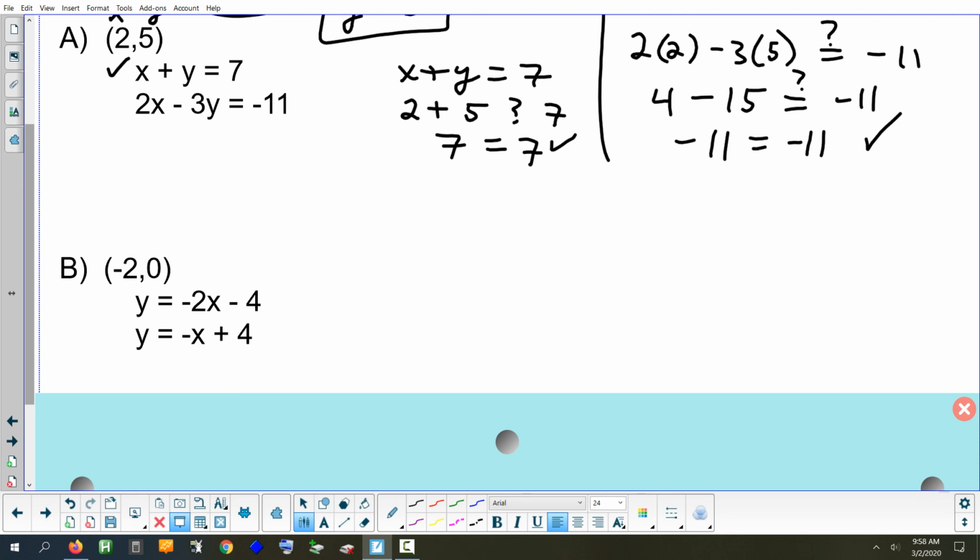They have negative 2 and 0 as the coordinate. So Princess, what did they get? What did this person get for x when they did all this work? They got negative 2. And what did they get for y? 0. So the first number in the coordinate is your x, and the second number is your y.